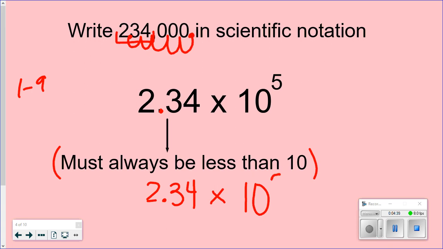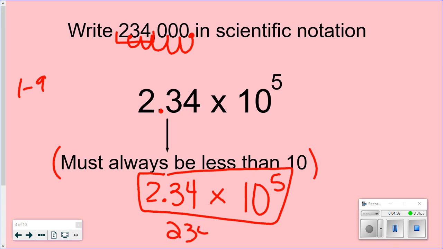So my power is going to be 2.34 times 10 to the fifth, because like we said before, it's how many times you move your decimal, not how many zeros you put on the end. That's not going to always work. So 2.34 times 10 to the fifth is 234,000 in scientific notation. And we're going to practice this quite a bit more. So let's do that.